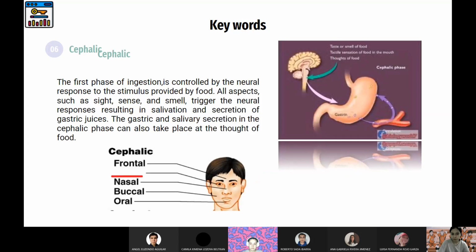The cephalic phase. The first phase of digestion is controlled by the neural response to the stimulus provided by food. All aspects such as sight, scent, and smell trigger the neural responses resulting in salivation and secretion of gastric juices. The gastric and salivary secretion in the cephalic phase can also take place at the thought of food.